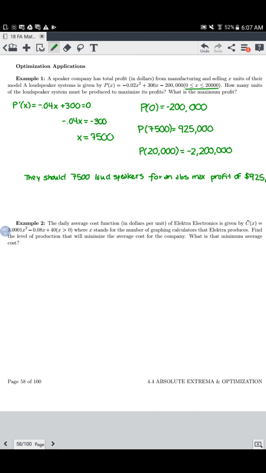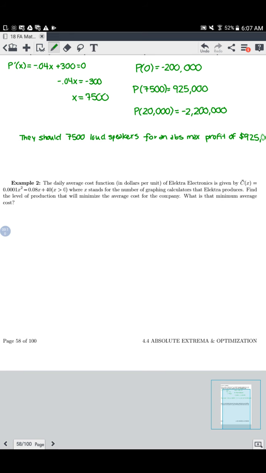So for this next one, we're given the daily average cost in dollars per unit of electronics is given by C bar of x. And remember, C bar means average cost. That's what we're given here. And our parameter is that they have to produce more than 0. And x stands for the number of graphing calculators that Electra produces. Find the level of production that will minimize the average cost for this company and figure out what the minimum average cost actually is.